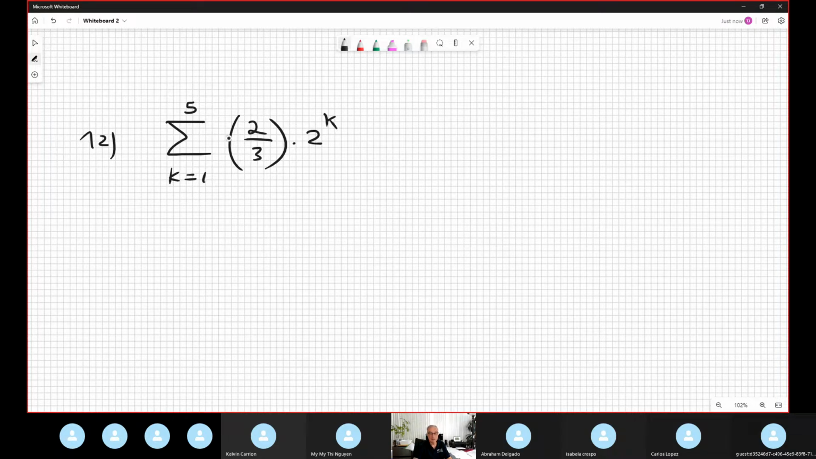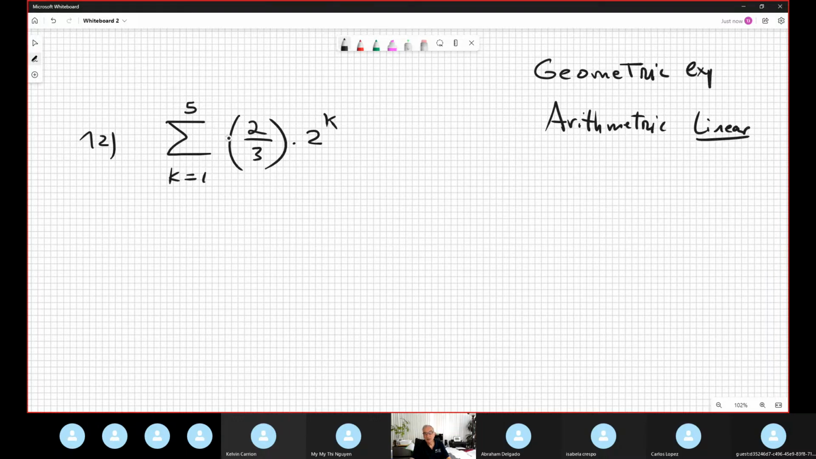It's obvious it's geometric. How do you know geometric or arithmetic? Arithmetic is linear, guys. Linear. Geometric is exponential. Exponential is when you have the variable in the exponent. This is the key idea. Do I know the formula?